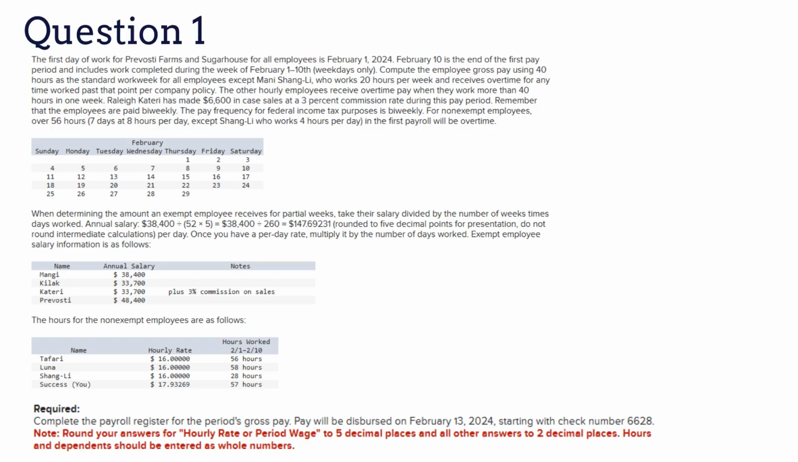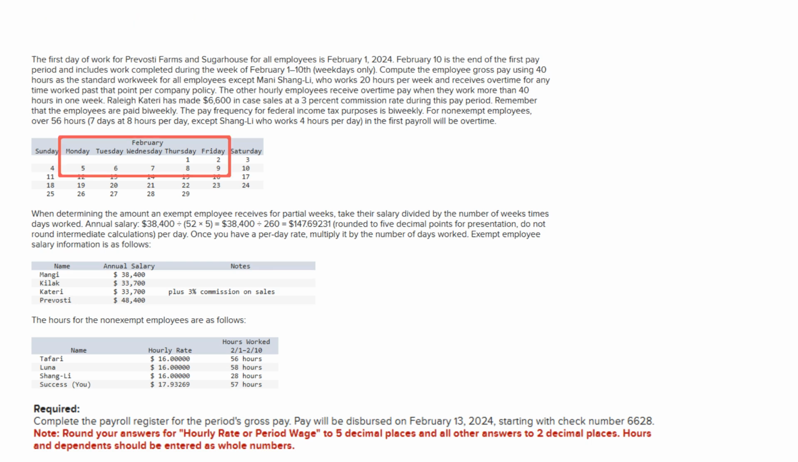Your first task is to calculate the employee's gross pay for the first biweekly payroll period, which ends February 10th. That means that the first payroll period only has 7 workdays: Thursday, February 1st, Friday, February 2nd, and then the following week from Monday through Friday, February 5th through February 9th.